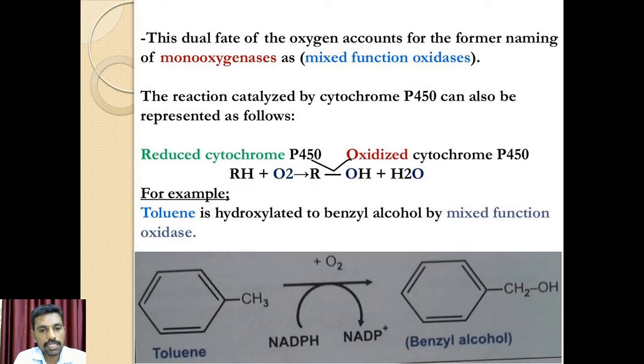In this reaction also, toluene is hydroxylated to benzyl alcohol by a mixed function oxidase. So here toluene is converted to benzyl alcohol. Here NADPH reduces oxygen and forms NADP+.